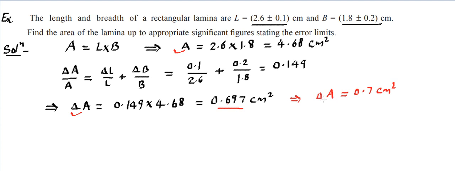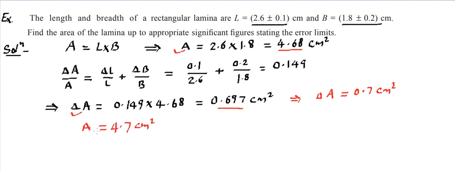Now since error in A, that means delta A, is written up to 0.1 decimal place, the value of A should also be changed to 1 decimal place. So now we will be writing this A up to 1 decimal place. If we want to write this up to 1 decimal place, again we need to round off up to this decimal place. Again this 8 is more than 5, so we will be increasing this by 1. That means A has to be written as 4.7 centimeter square.